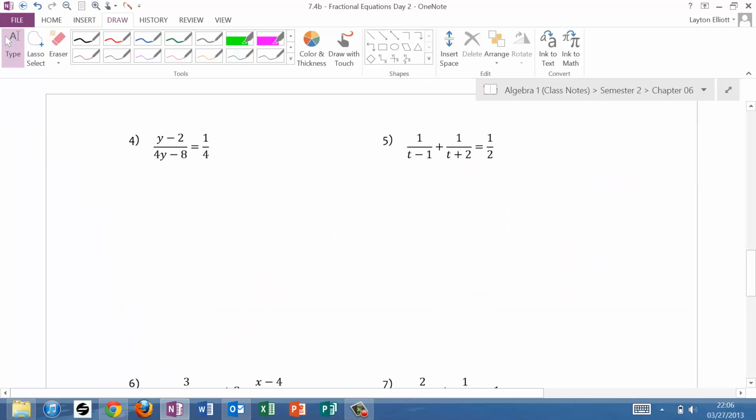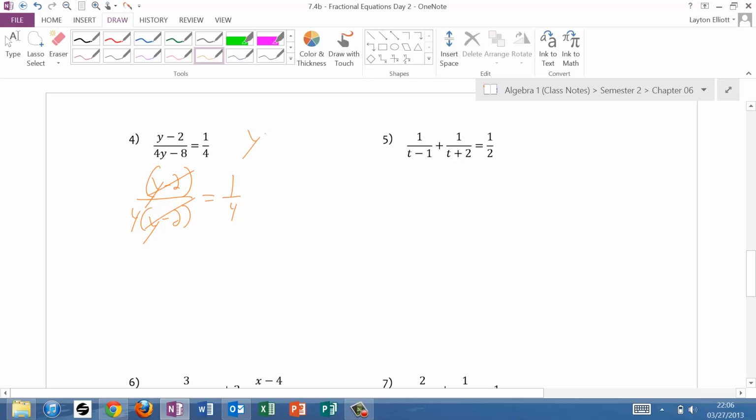Okay, let's keep moving. Number 4, we're going to have a similar problem, where I'm going to say, well, let's look to factor. If I factor the denominator, because we should always factor before we do LCDs, I have 4 times y minus 2. And before we state the LCD, we can actually cancel the y minus 2's, but let's write y is not equal to 2 here, just to be on the safe side. So I get 1/4 is equal to 1/4, because when we cancel, we would get a 1 right here, so 1/4 equals 1/4. That is usually all real numbers.